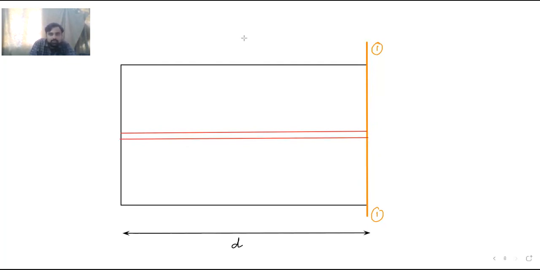Now I will draw this anchor plate. So this is our anchor plate. Okay, it is not perfectly drawn by me, but you can draw it correctly.